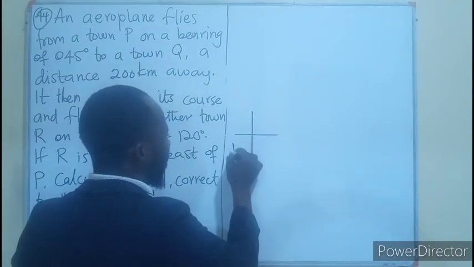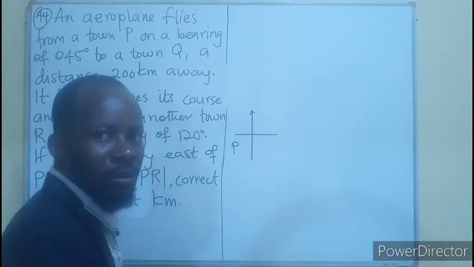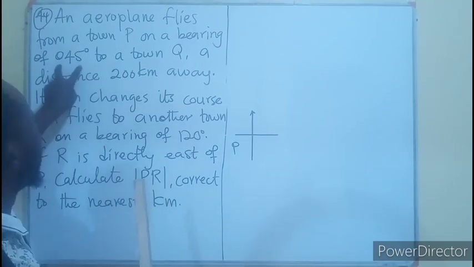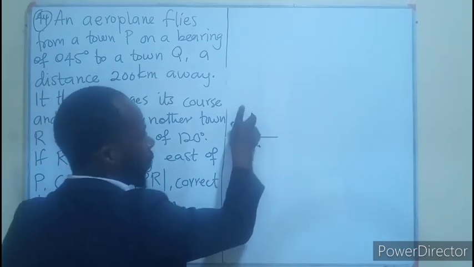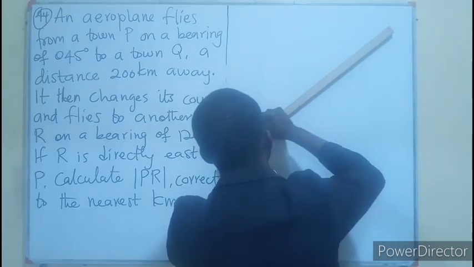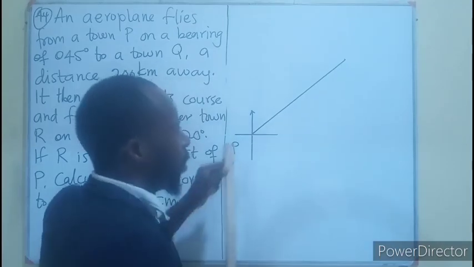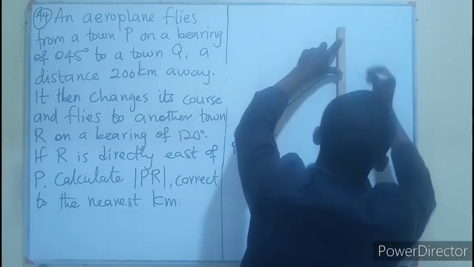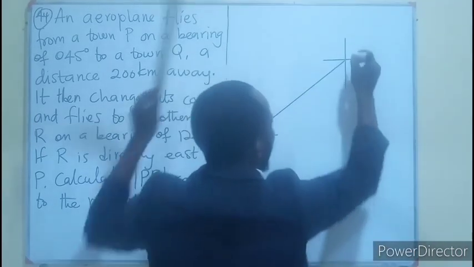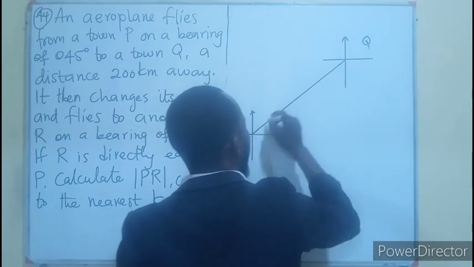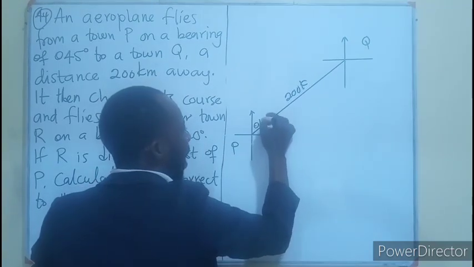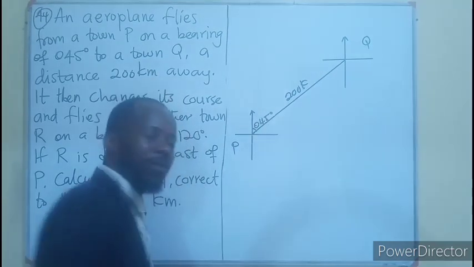So this is the town P, due north. Moving to a different town, we are moving on an angle of what? 45 degrees to the town Q. From the north, we measure 45, and that is going to be somewhere here. So if I am going to be at the town, this is going to be a town Q, the north. The distance between them is 200 kilometers. The angle is 45 degrees.